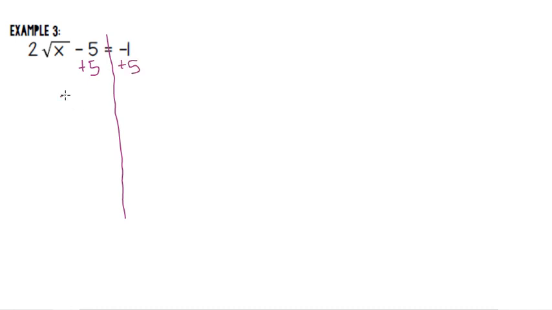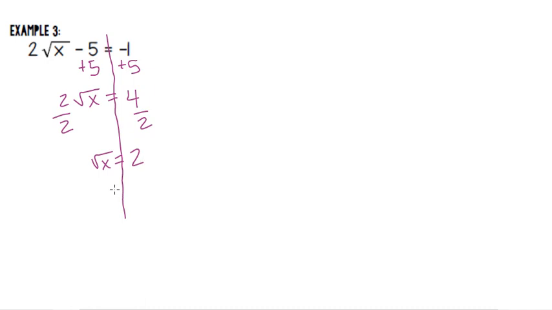So that's going to give me 2 times the square root of x is equal to -1 plus 5. That's 4. Now I'm going to divide my coefficient of 2 off on both sides. So I get that the square root of x is equal to 4 divided by 2, which is 2.